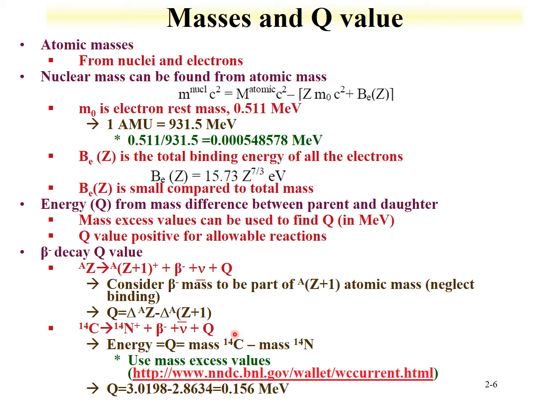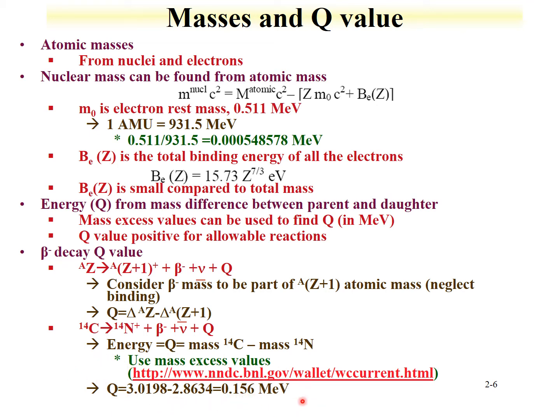Rearrange the equation, solve for Q. So Q is equal to the carbon-14 mass excess minus the nitrogen-14 mass excess. We can look up mass excess values from this site, and we plug in those mass excess values, and we get 3.0198 minus 2.8634, which is equal to 0.156 MeV. These values are in MeV.